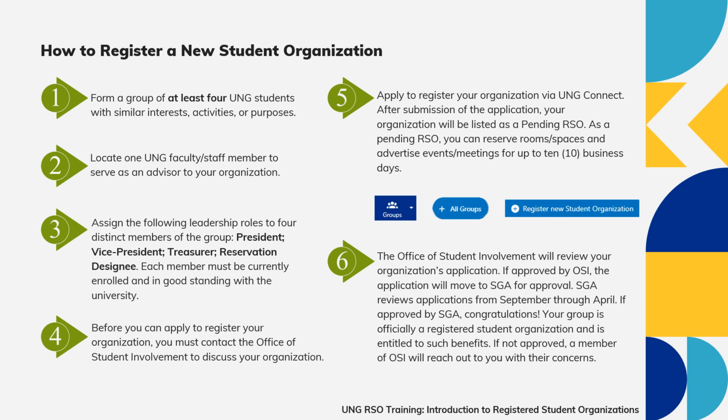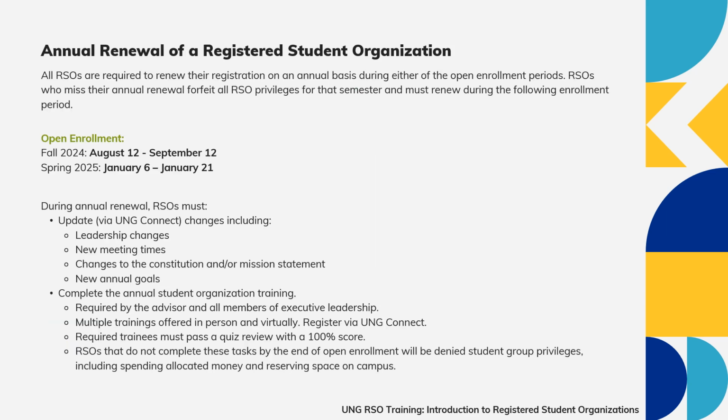If approved by SGA, your organization is now officially registered at the University of North Georgia and is entitled to such benefits. If there is a hiccup during the approval process, the Office of Student Involvement will reach out to you with any concerns. All registered student organizations are required to renew their registration once a year during one of the open enrollment periods. Open enrollment occurs twice a year, once during the fall semester and once during the spring semester. If an RSO fails to renew their registration, they become inactive and forfeit all privileges.